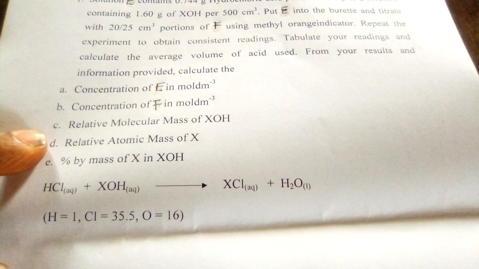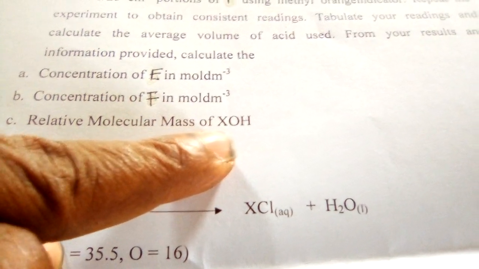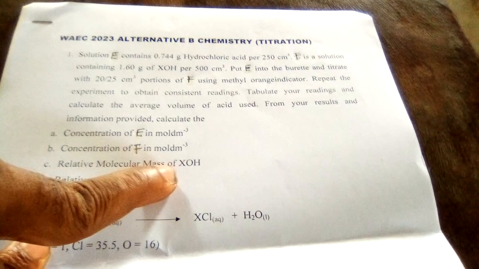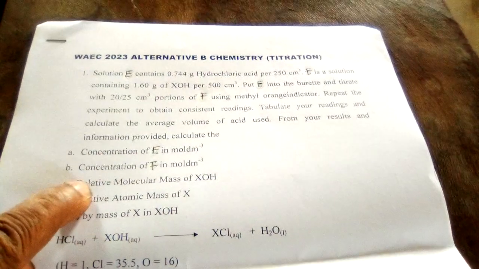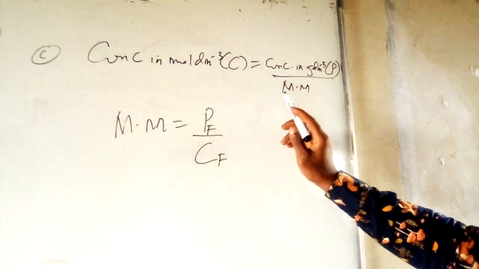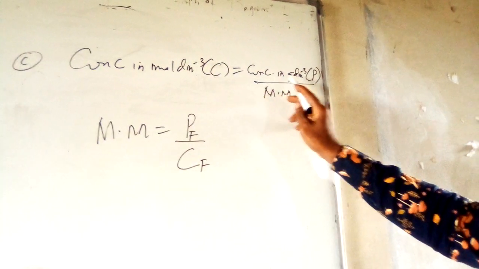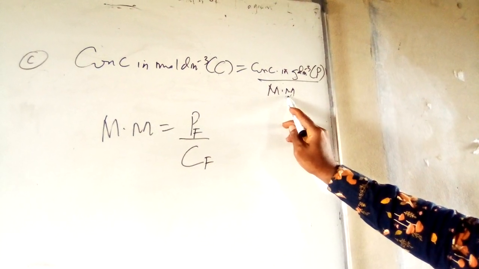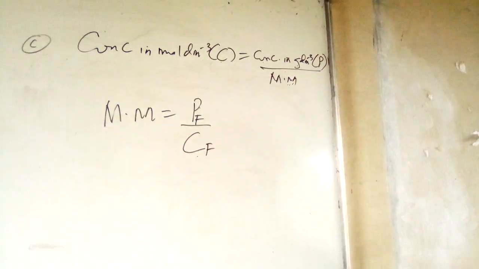So we are now on question 1C that says find the relative molecular mass of SOH. We cannot get the molecular mass of SOH by adding the atomic masses of S, O and H because S is unknown. So we're going to go to the board and use the formula to find the molecular mass of SOH. We apply this formula, considering mole per dm³, that is C, equal to gram per dm³, that is rho, over molecular mass. We make molecular mass the subject of the formula. We now have molecular mass equal to gram per dm³ all over that in mole per dm³.